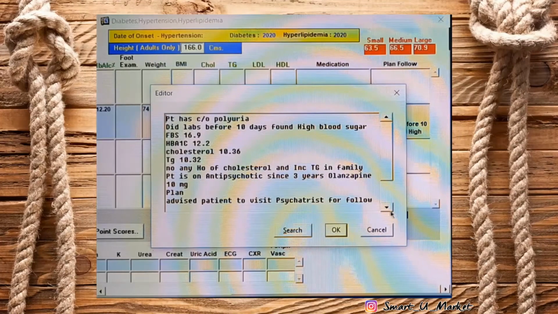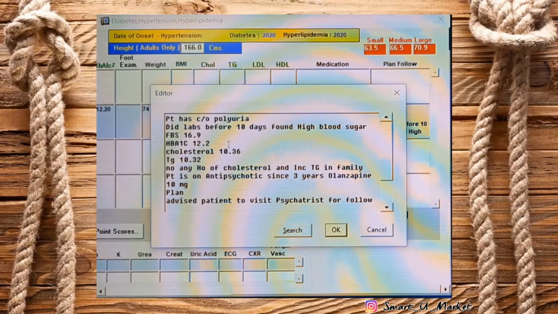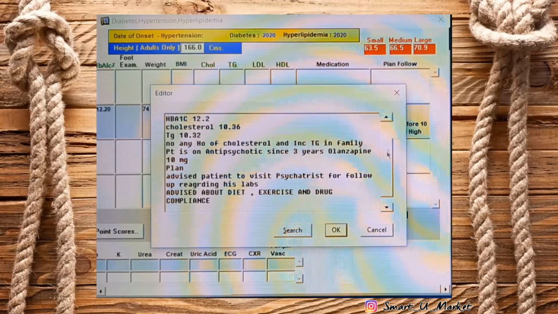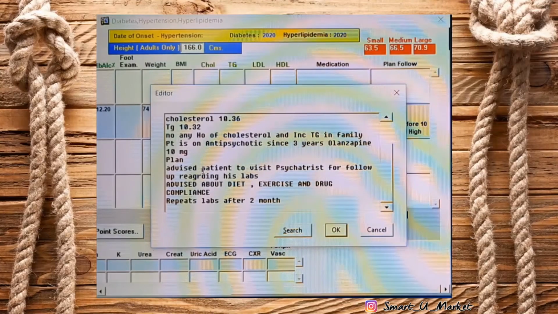So when we double click on that, we will find that the patient has a complaint of polyuria. He did his labs 10 days before and found high blood sugar levels. It was like 16.9, and HbA1c and cholesterol were high, triglyceride was high. And when the patient was asked about the drug history, he found that he was taking antipsychotic medicine, and it was found immediately. It's an example I'm giving you today to make sure that we follow these things properly.